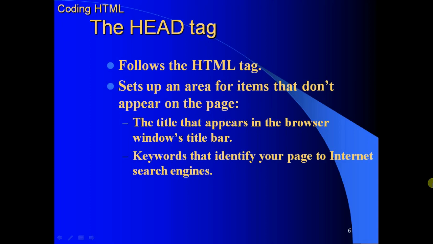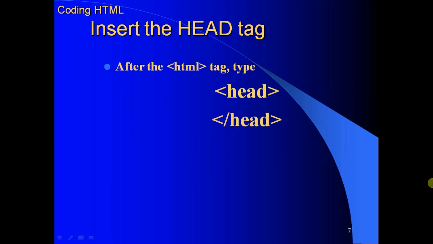The head tag. The head tag follows the HTML tag. It sets up an area for items that don't appear on the page. For example, the title that appears in the browser window's title bar and keywords that identify your page to the internet. The header section is specified by an opening head tag and a closing head tag after the main HTML tag.